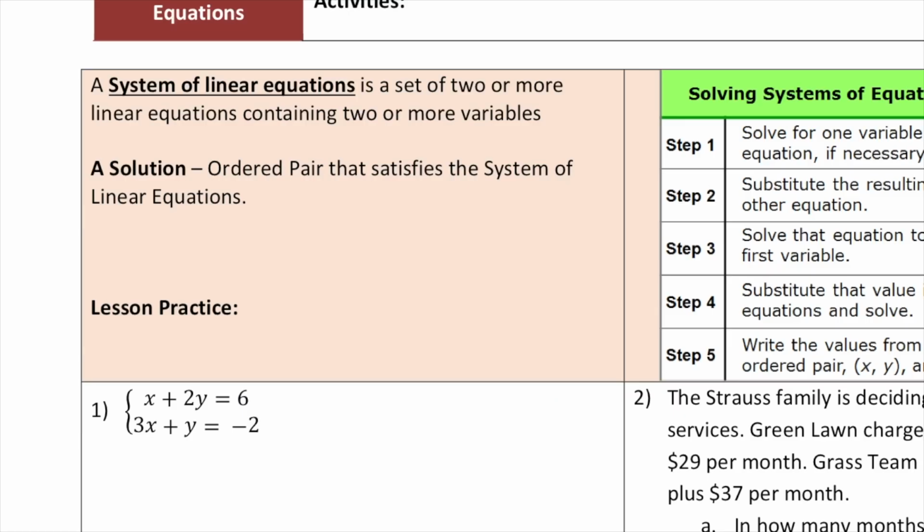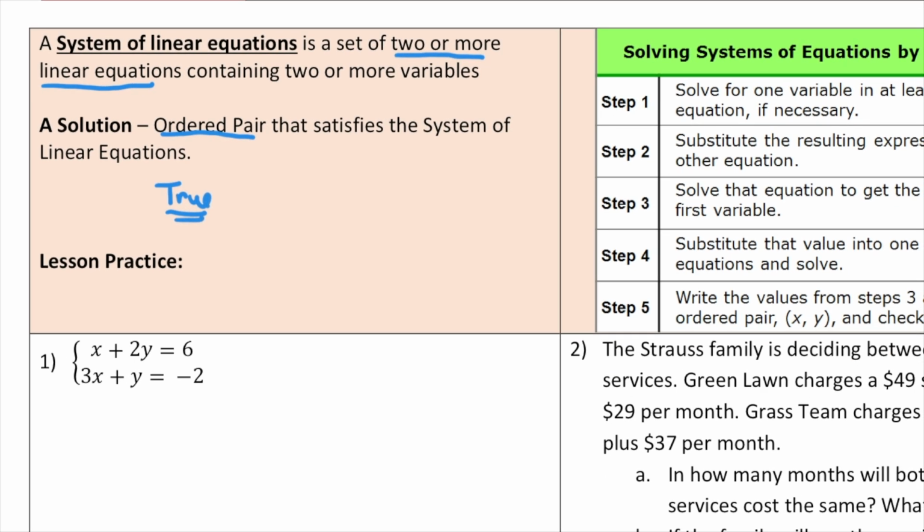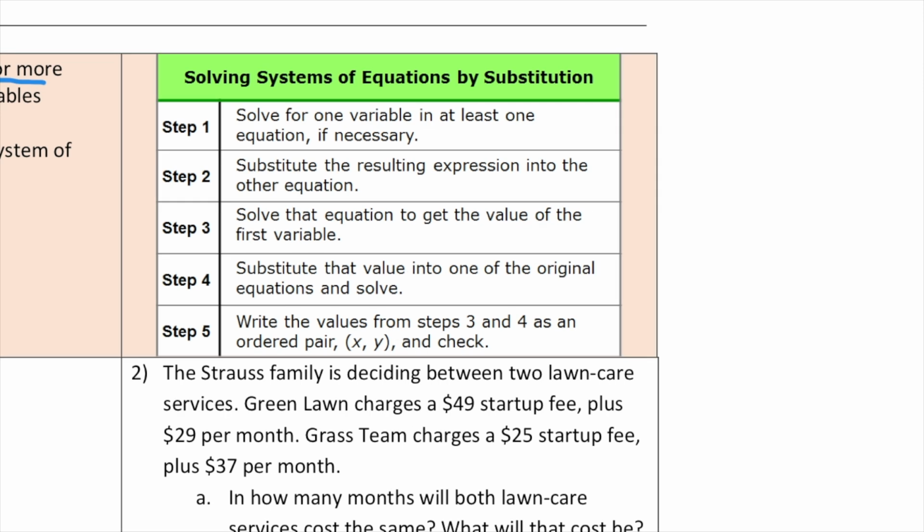So you're reminded that a system of linear equations is a set of 2 or more linear equations that have 2 or more variables. A solution is an ordered pair that satisfies the system of equations. We're trying to substitute and get a true answer once the substitution has been complete. In order to solve a system using substitution, solve for one variable of one of your equations. Substitute into the other equation. Solve to find the answer to the first variable, and then you need to find the answer to the second variable. Always write your answer as an ordered pair and check that answer.